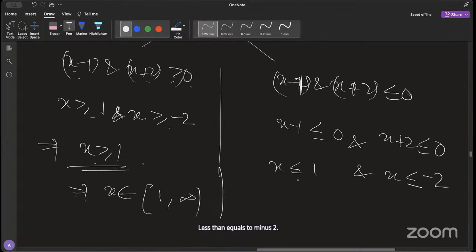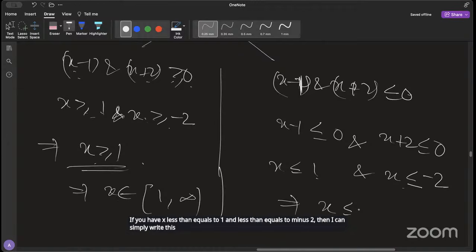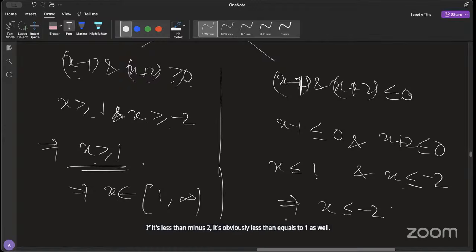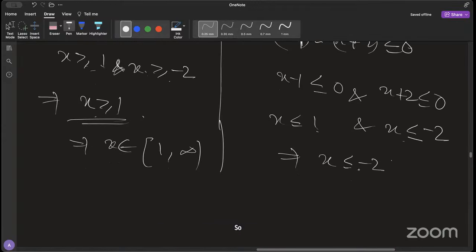Now if you have x less than or equal to 1 and x less than or equal to minus 2, then I can simply write this as x less than or equal to minus 2, right? If it's less than minus 2, it's obviously less than or equal to 1 as well. So this means the interval here is x belonging to minus infinity to minus 2, right? This is the interval here.